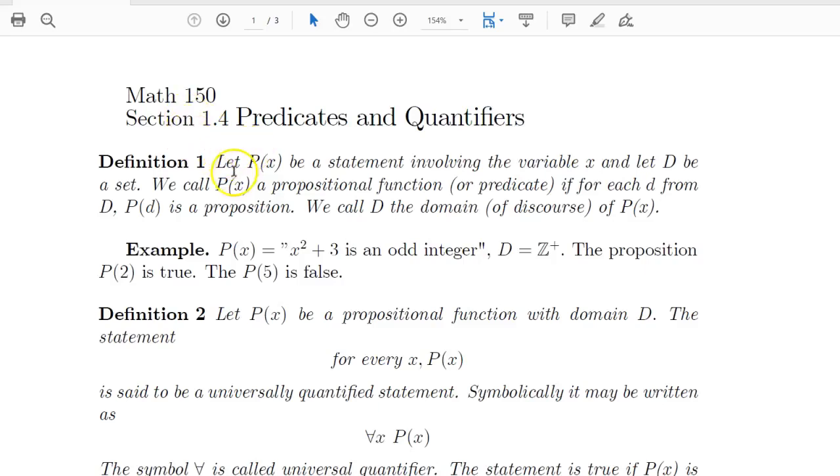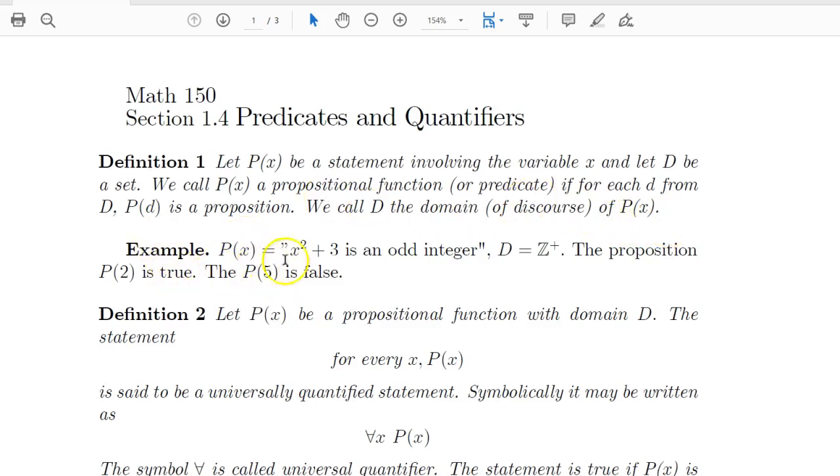Predicates and Quantifiers. Definition. Let P(x) be a statement involving a variable x, and let D be a set. We call P(x) a propositional function, or predicate, if for each d from the domain D, P(d) is a proposition. We call D the domain of discourse of P(x), or just the domain.